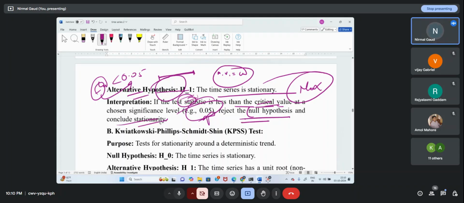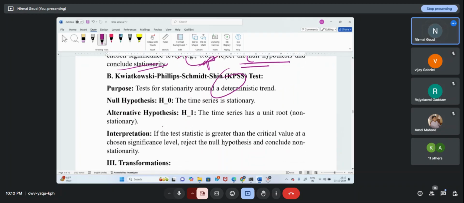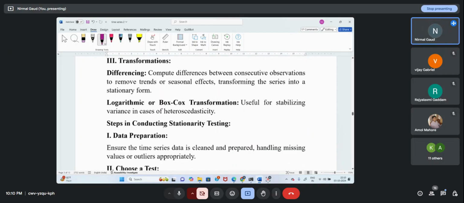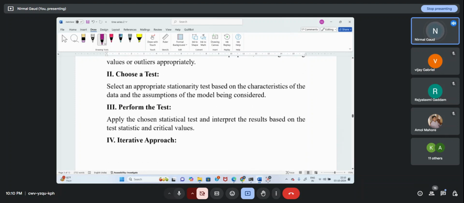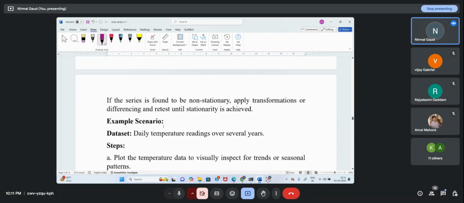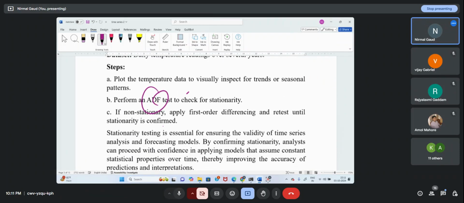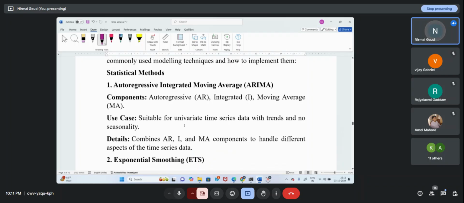There are other tests also, like KPSS, but I haven't personally used it. I don't use it. Transformations like the Box-Cox transformation, I haven't applied much in my projects. I applied the ADF test to check stationarity, and then proceeded ahead with my model development. That is ARIMA, one of the famous names which you have heard, ARIMA, ARIMAX.